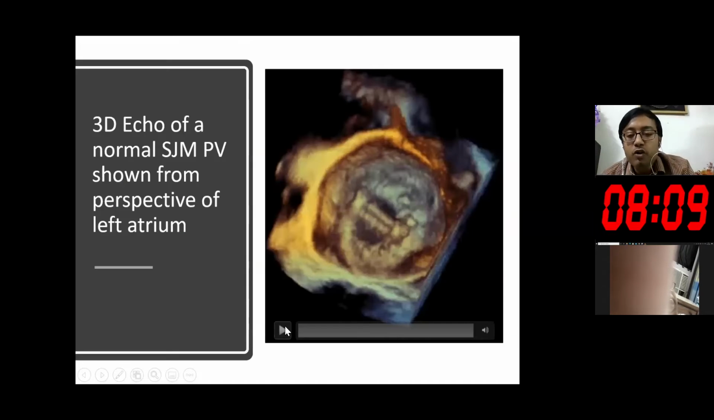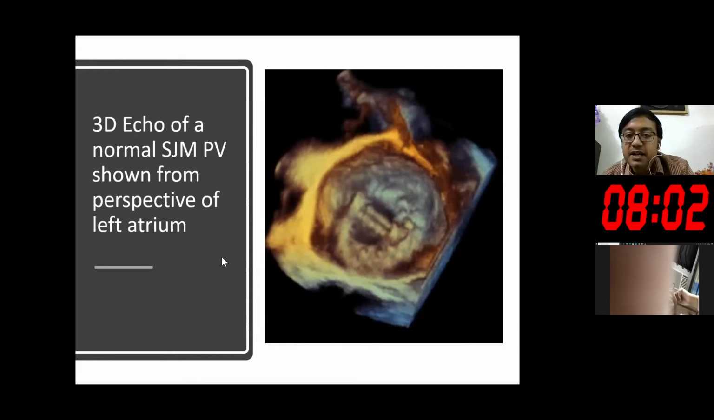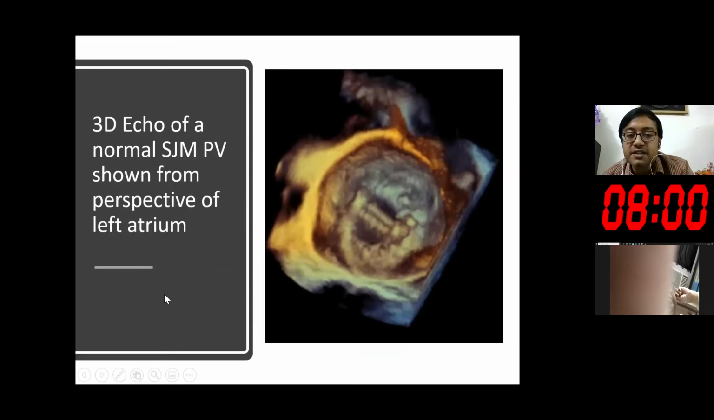3D echo of a normal St. Jude's valve shown from the perspective of the left atrium. You can beautifully see the motion of these two leaflets in 3D echo also, from the left atrial orifice.